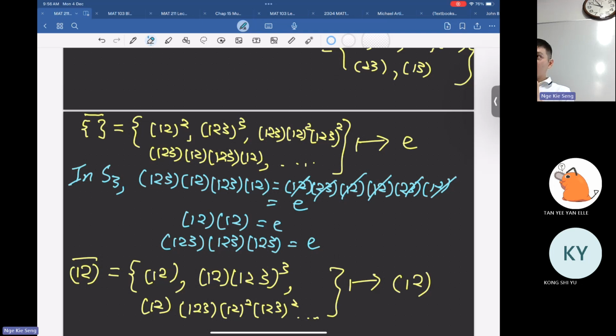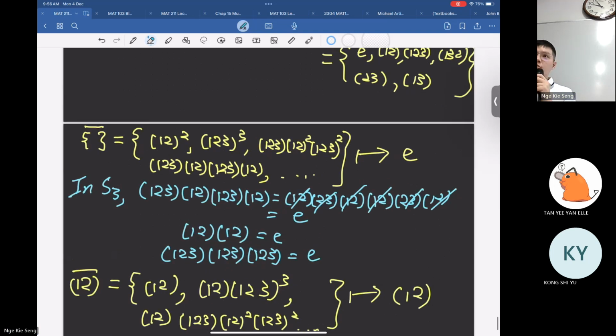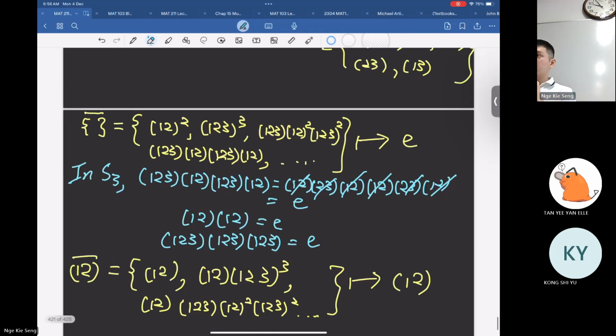If you still cannot understand, I encourage you to go through this example again and again until you know it. Okay? Any question to understand this example here?